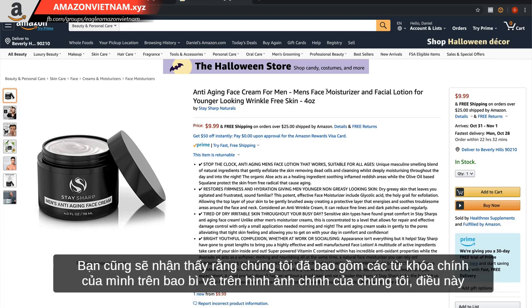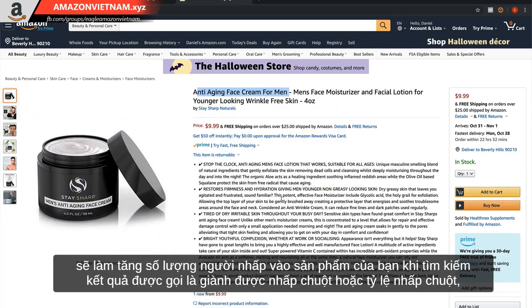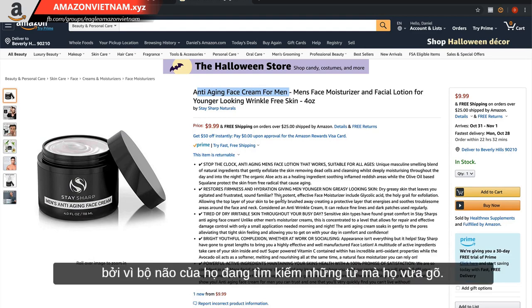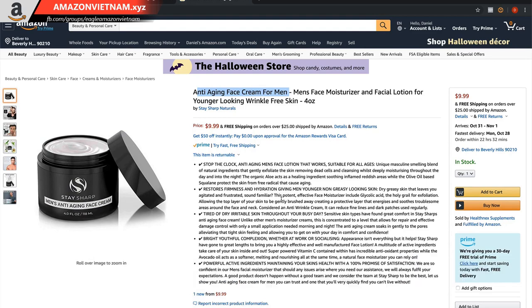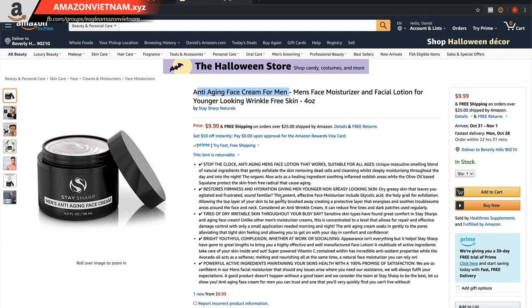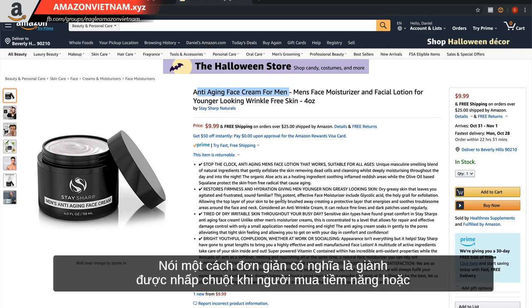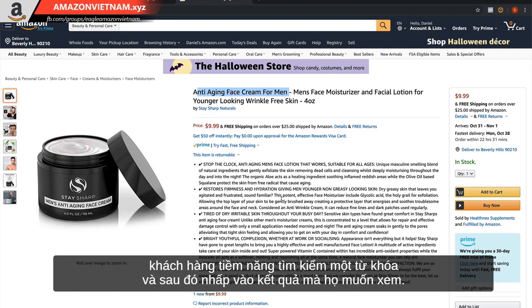You will also notice that we have included our main keyword on the packaging and on our main image. This will increase the amount of people that click your product when searching a result, known as winning the click or the click-through rate, because their brain is looking for the words that they just typed. So including the main keyword as the name of your product on the product packaging is a smart way of increasing the click-through rate, which in simple terms means winning the click when the potential buyer, your potential customer, searches for a keyword and then clicks on the result they want to look at.